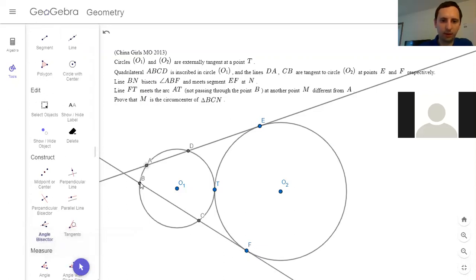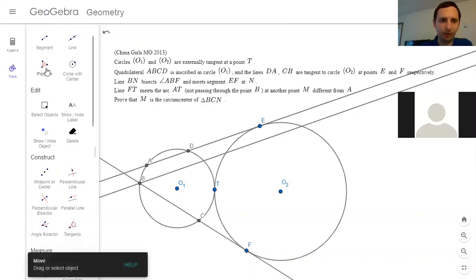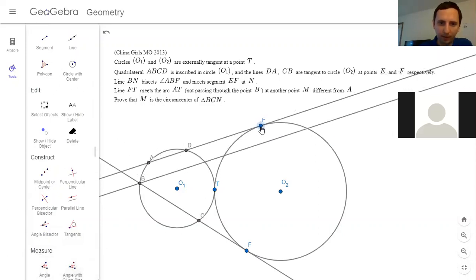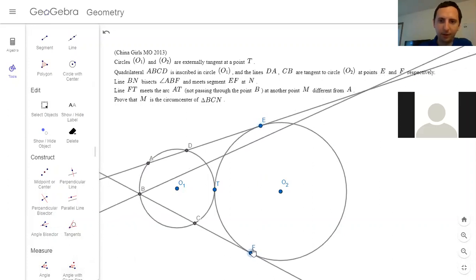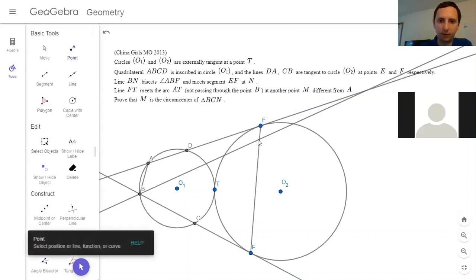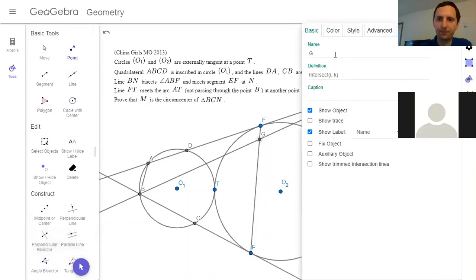So if I draw the angle bisector of ABF, that almost looks parallel, but I don't want it to look parallel. So is it parallel? Yeah, no, it's not. Okay. So the angle bisector of ABF meets EF at N. So this right here is point N.